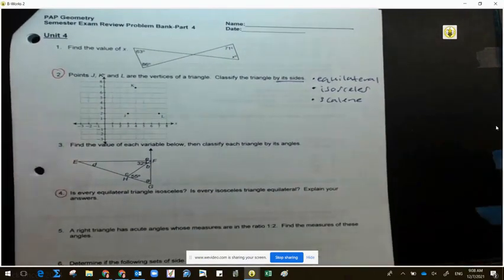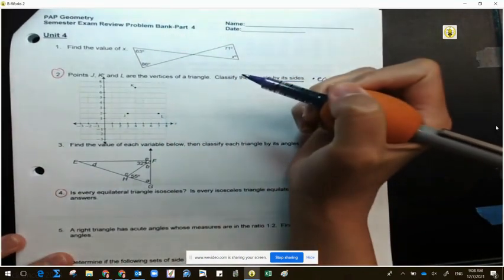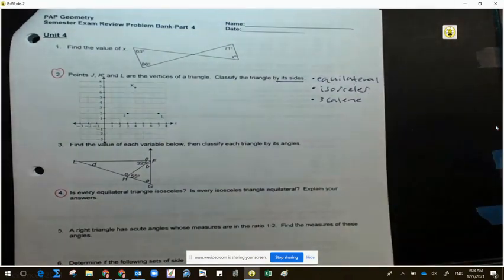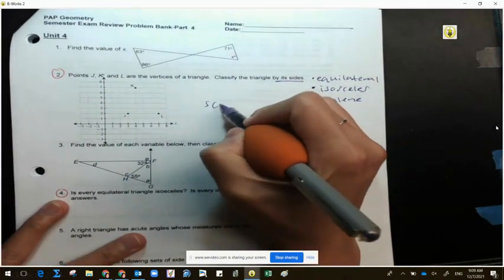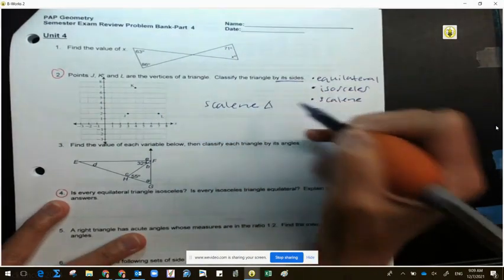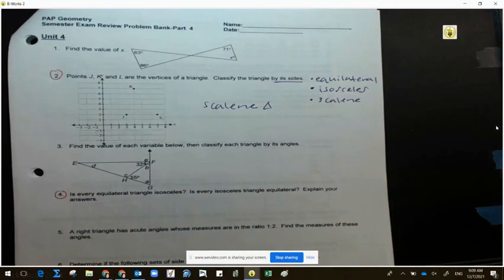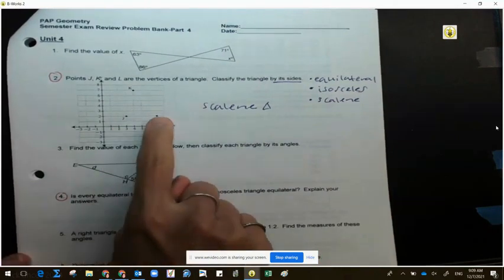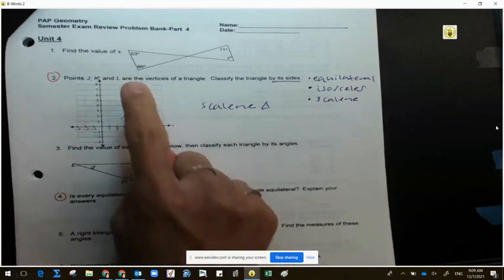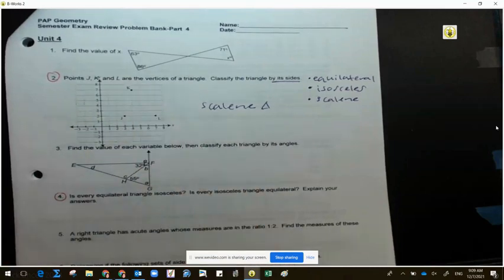Now, because I gave you a picture with a grid, we can automatically just, by looking at this, typically you would have to find the distance formula 3 times. But can we just kind of pinpoint what shape this is automatically? Yeah. What is it? Scalene. And if you're going, well, I'm not exactly sure, use the distance formula from J to L, J to K, and L to K, and you'll see that the distances are all different. Is everyone okay with that?